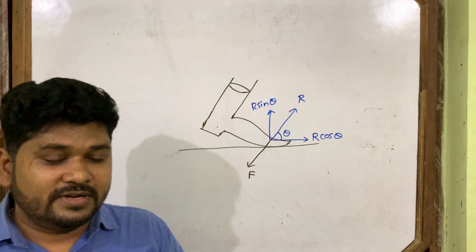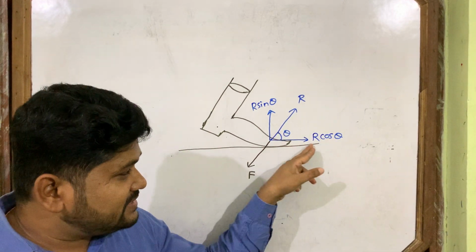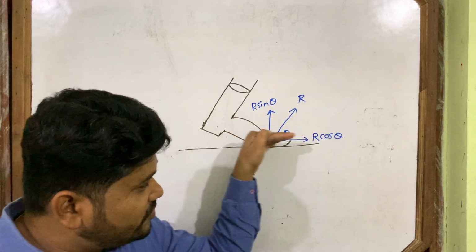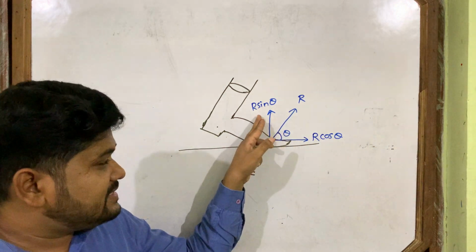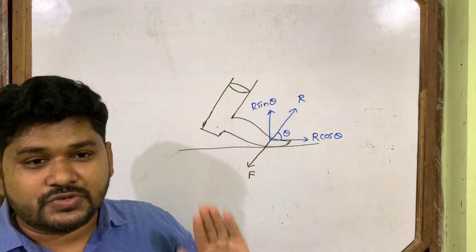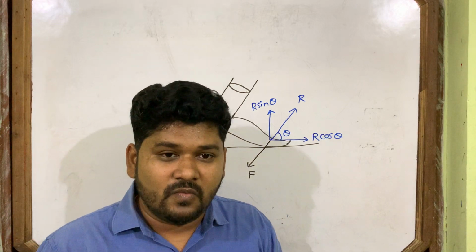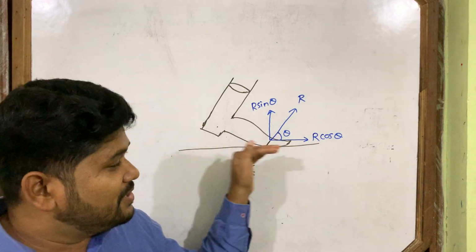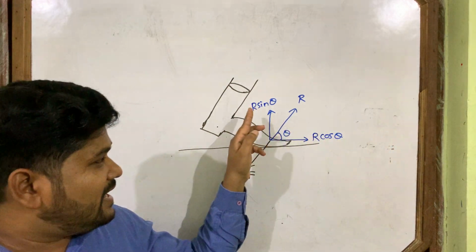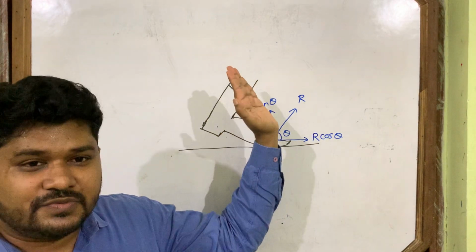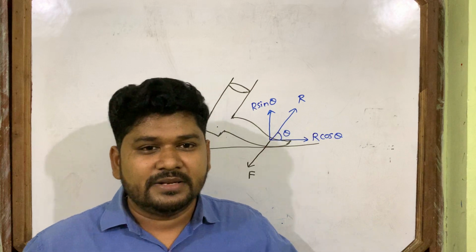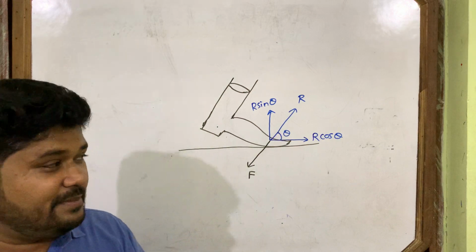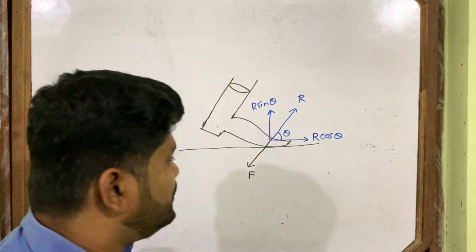So how do you walk on the road, are you able to mark? Your R cos theta component helps to move in the forward direction, and the R sin theta component helps to lift your foot. In this way you walk on the ground. Then you take your foot and again place it on another point. So the walking of a man can be explained by this vector component method.